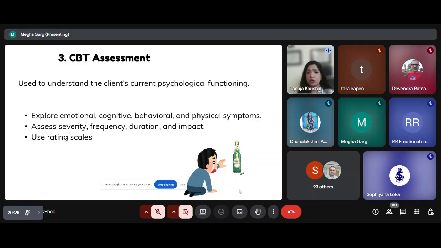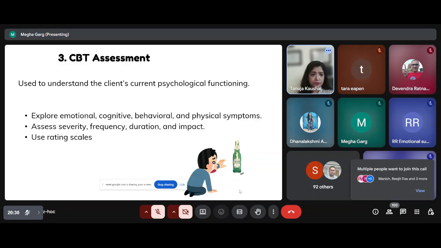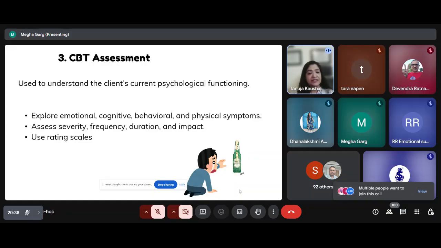Or if you are managing OCD, what is the duration of one single episode of hand washing? Then you also ask them how this issue is impacting their life. How much does the problem affect their daily functioning?